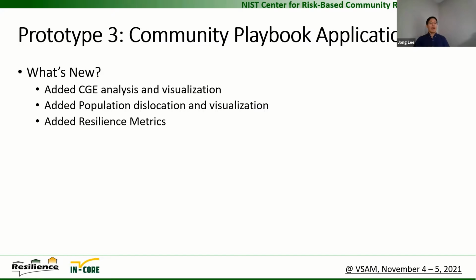But what we add to the playbook this time is three parts. One is we added the CG analysis and visualization of outputs, and population dislocation analysis and visualization of outputs. The city of Joplin is still our test case for the community playbook application. And on top of it, we added resilience metrics. I think this is the first time we present the visualization of resilience metrics.